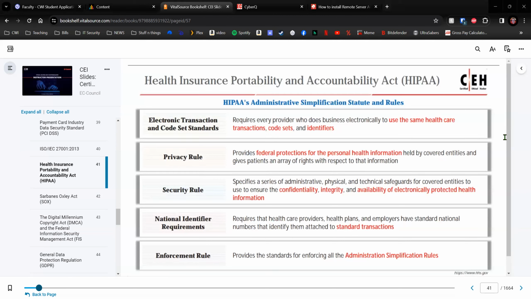Security rule specifies a series of administrative, physical, and technical safeguards for covered entities to use to ensure confidentiality, integrity, and availability of electronically protected health information. National identifier requirements requires that healthcare providers, health plans, and employers have standard national numbers that identify them attached to standard transactions. And then the enforcement rule provides the standards for enforcing all the administrative simplification rules.